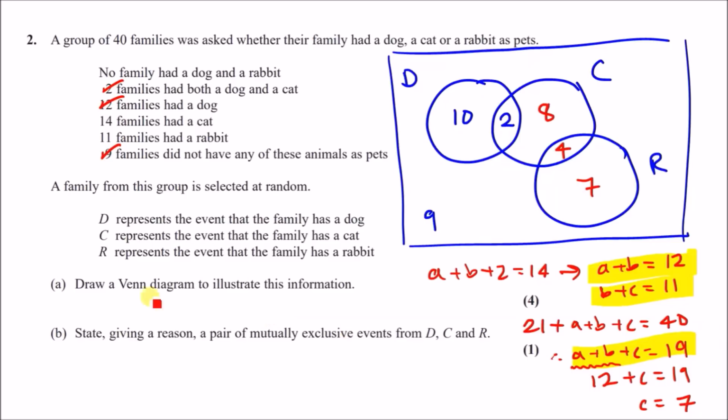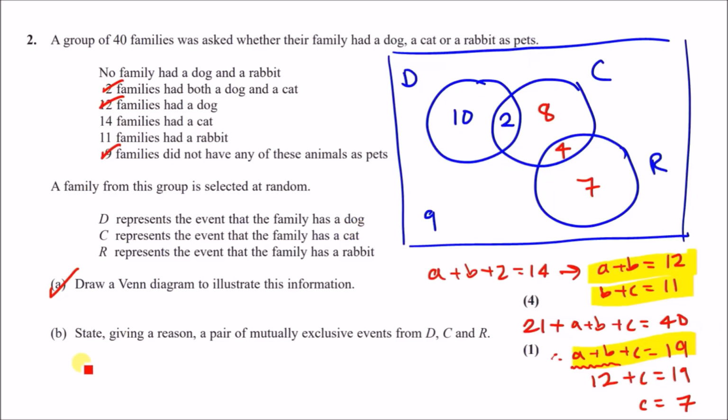And now just quickly looking at part B. So let me just take this off. It says state, giving a reason, a pair of mutually exclusive events from these 3. Mutually exclusive means that two certain intervals do not intersect. So certain parts that don't intersect. Well, we clearly see that dogs and rabbits are mutually exclusive since no families had a dog and a rabbit. So that'll be your answer.